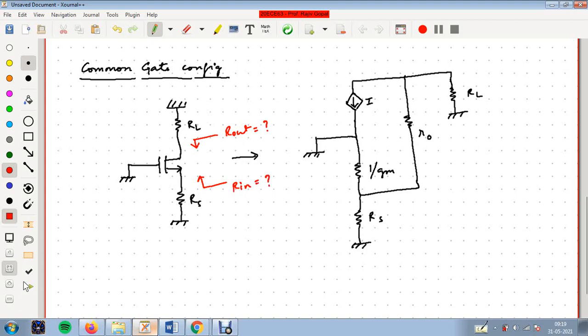To find R out, it is measured before RL. So this is R out. Let us first measure R out. What I'll do is replace this with Vx and Ix. I'll put a Vx and a current Ix flowing through here, so that when I do Vx by Ix, by Ohm's law, I will get R out. So I will replace that.